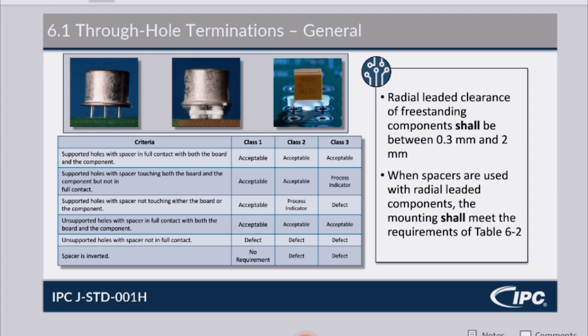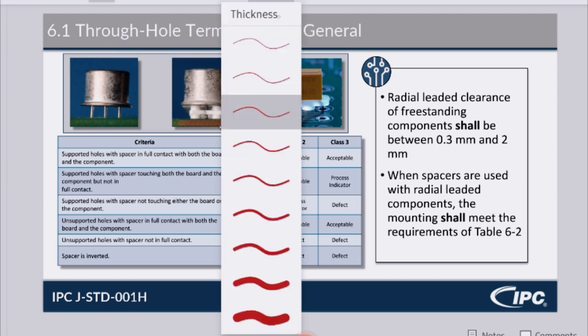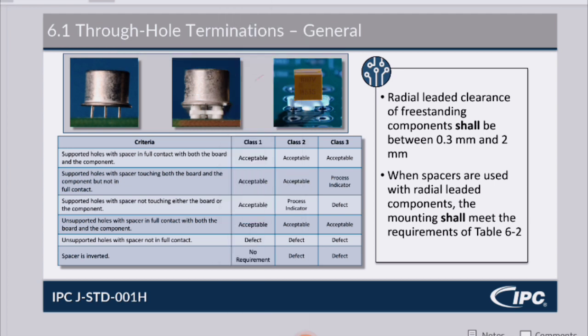When spacers are used with radial leaded components, like what's shown here in this second picture, this is actually how we will be installing these on our boards. With these spacers, the mounting shall meet the requirements of Table 6.2. This is Table 6.2, and if they do not, it would be a defect for all 3 classes.